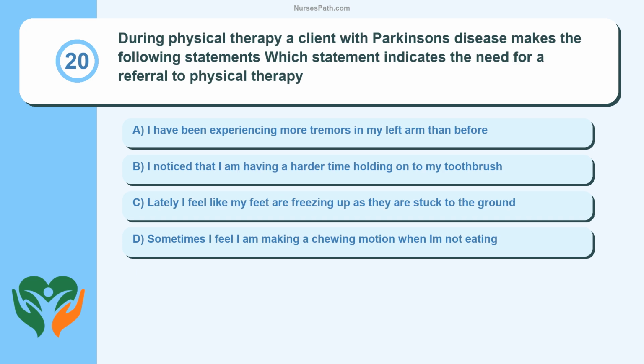Question 20. During physical therapy, a client with Parkinson's disease makes the following statements. Which statement indicates the need for a referral to physical therapy? I have been experiencing more tremors in my left arm than before. I noticed that I am having a harder time holding onto my toothbrush. Lately I feel like my feet are freezing up as they are stuck to the ground. Sometimes I feel I am making a chewing motion when I'm not eating.